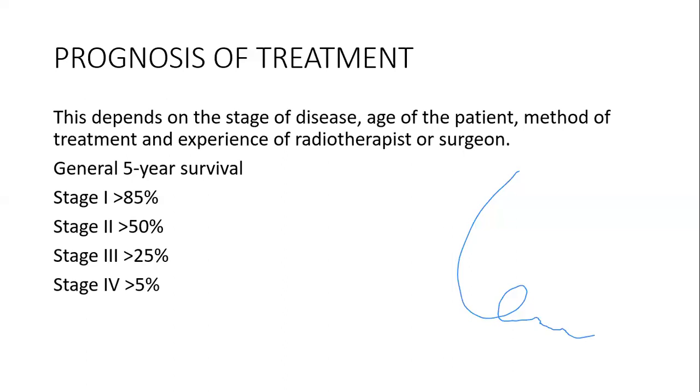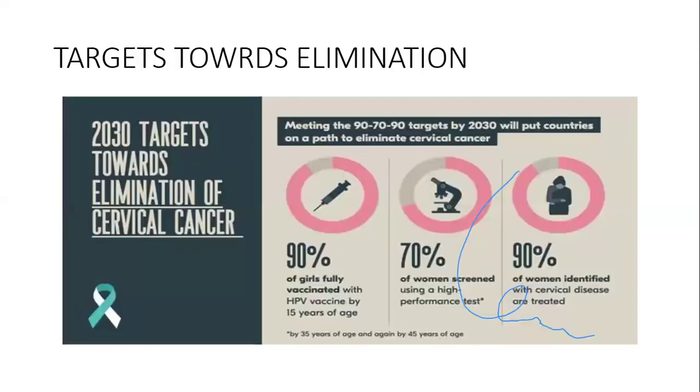So generally, in a 5-year span, stage 1 disease has more than 85% survival rate. Stage 2 has 50%, stage 3, 25%, to as low as 5% in stage 4 disease.